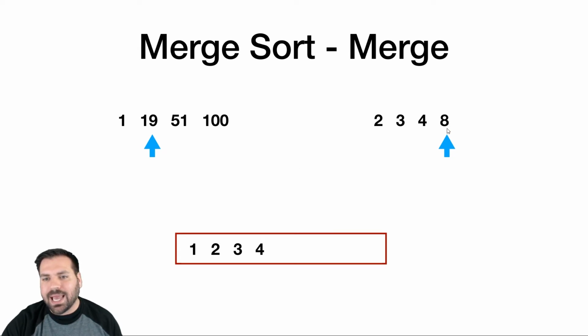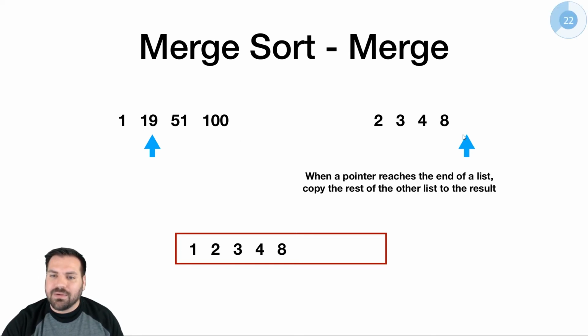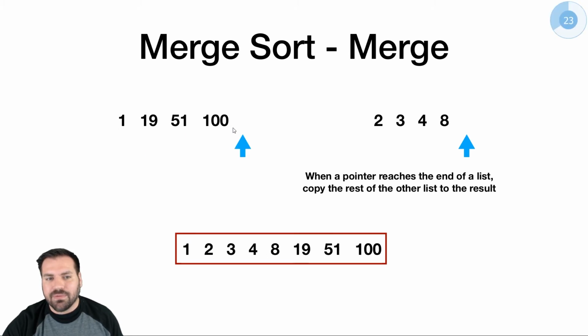So we don't have to take 8 and compare it to 19, compare it to 51, compare it to 100, because we know 8 comes before 19, and by transitivity comes before everything else, because this list is sorted. So we reach the end of this list. Once we get to the end of the list, we know that this comes after everything in this list because it came after the last element of that list. So we already know that everything else is in order. So we're just going to copy everything from this list over to the output.